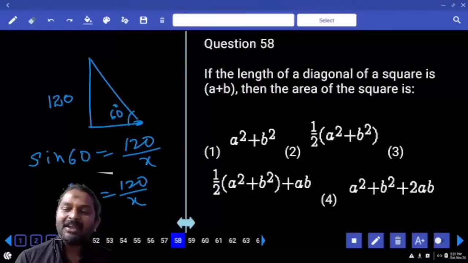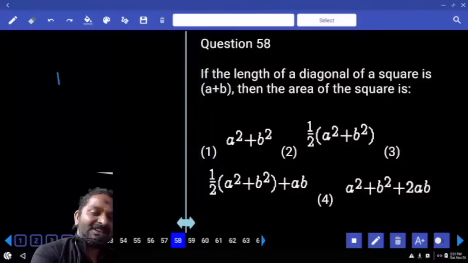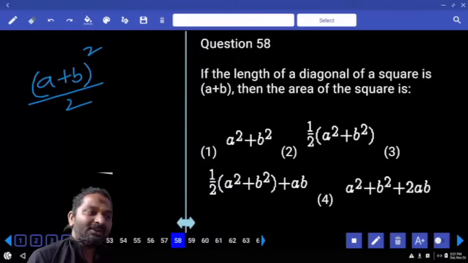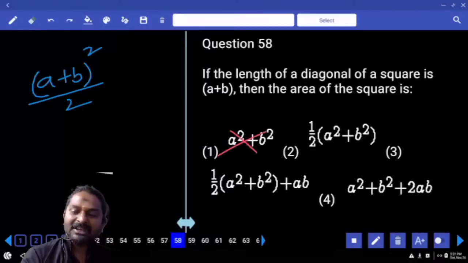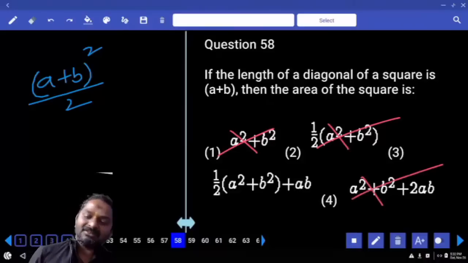If the length of the diagonal of a square is a plus b, then what is the area of the square? If the diagonal is d, you know the area is d square by 2, correct? Now in our case it is a plus b whole square divided by 2, correct? First cannot be your answer, second cannot be your answer, fourth cannot be your answer. So definitely it would be equal to the third option only. Right?